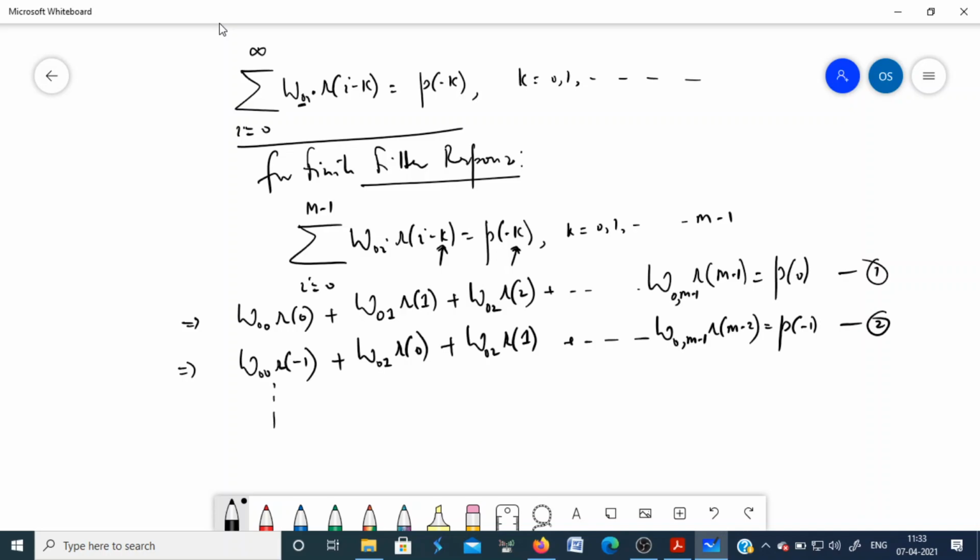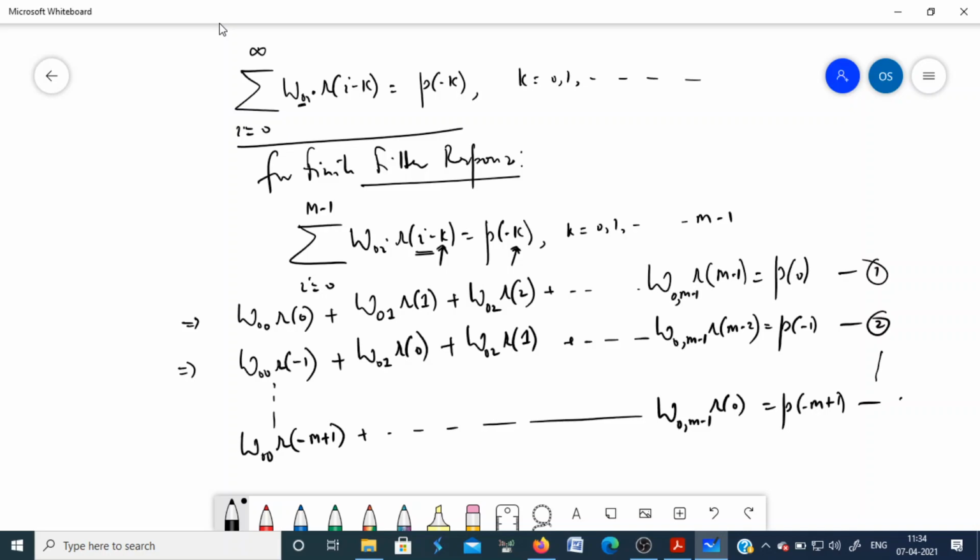So when k is M minus 1, you will get W00 R of, now k is M minus 1, i is 0 here, so you will get 0 minus (M minus 1), you will get minus M plus 1, and so on, and last will be W0(M minus 1) R0 is equal to P of minus M plus 1. Okay, this is the Mth equation now.